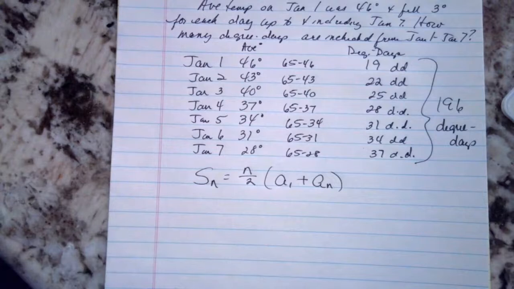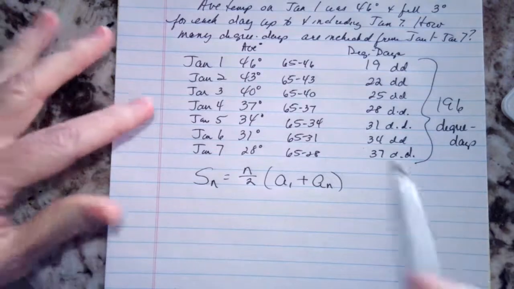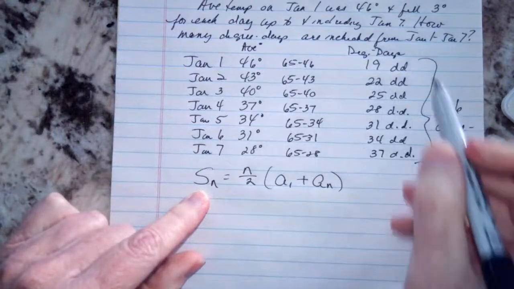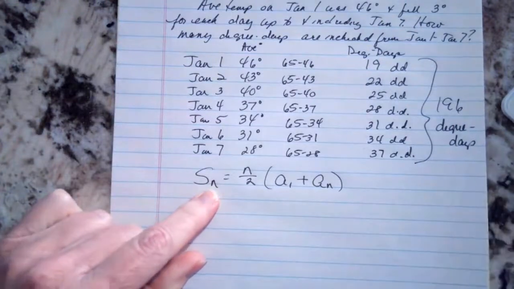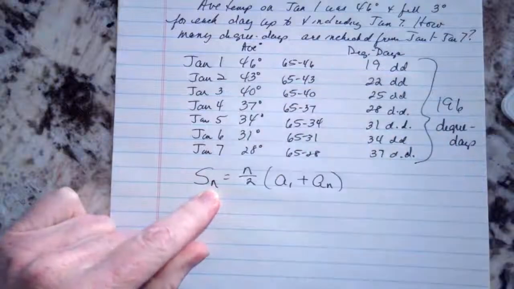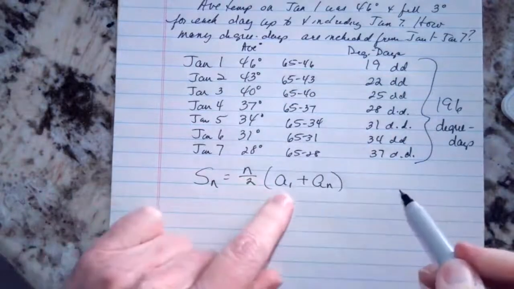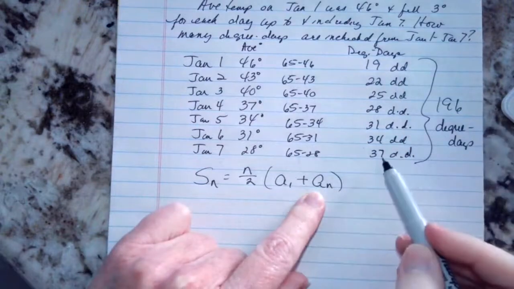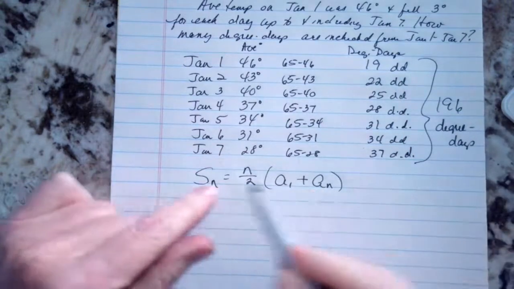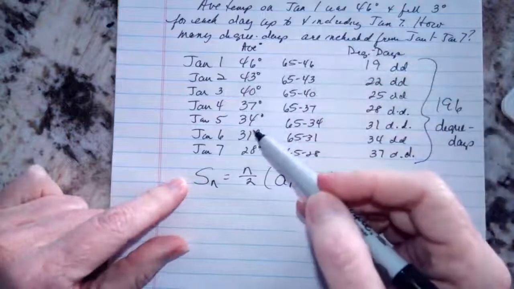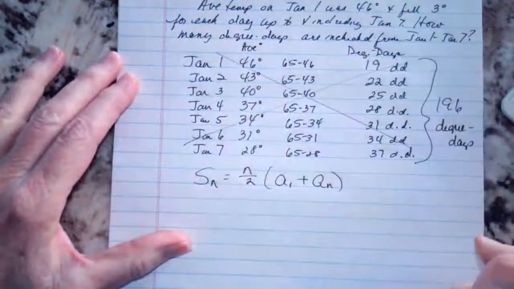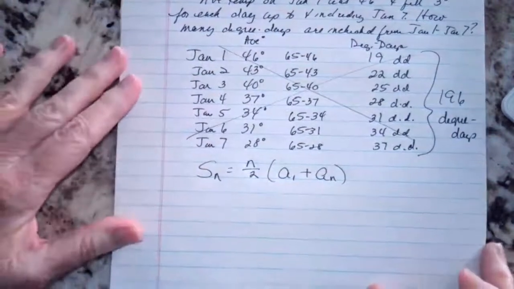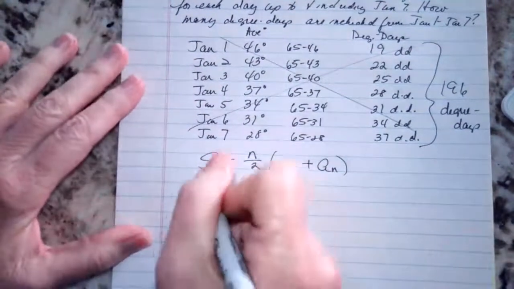Okay, let's see what we can do here. We already know the answer is 196. We did that, we summed them up. We know that we're talking about 7 days. We know this variable is 7. We know a sub 1 is 19, and a sub 7 is 37. So we already have all of this because we built this table. But let's say we did not have any of that information, or we didn't have the table built out. How are we going to do this? Okay, let's look at how we're going to do it.